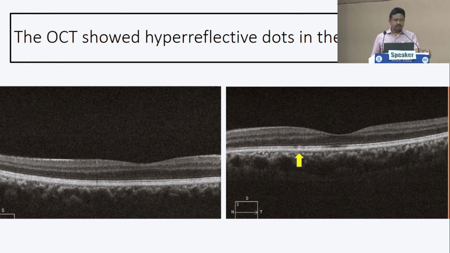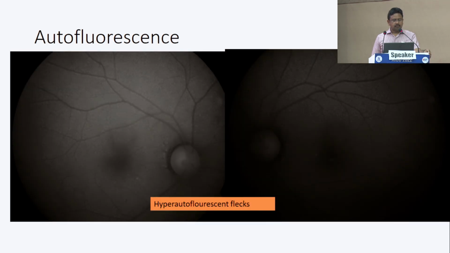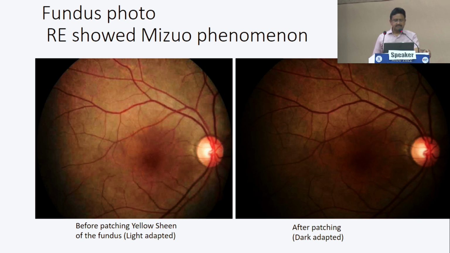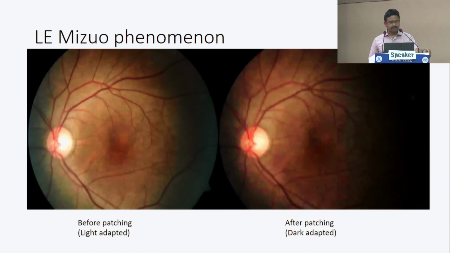And this is the OCT, which is showing these hyperreflective dots in the outer retina, and in the autofluorescence also we can see these hyperfluorescent specks in the peripapillary area. So to simulate a dark room and elicit Mizou phenomena, we patched this patient with conventional cataract surgery patches, and we could elicit this phenomena, as you can appreciate from the photographs, that before patching there is a yellowish sheen of the fundus, which is when it is light adapted, and after it is dark adapted, that yellowish sheen disappears.